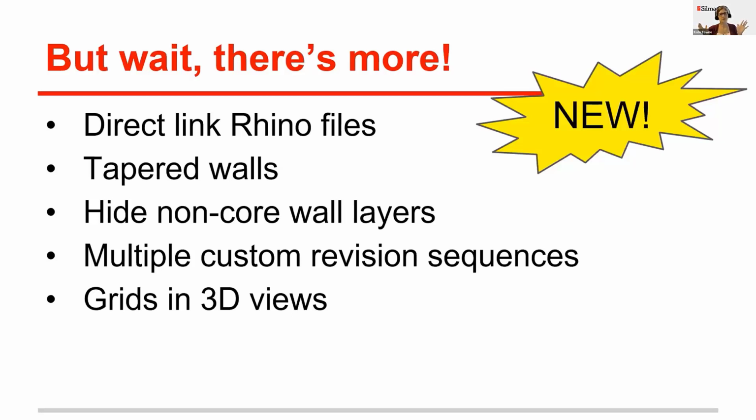For my structural people, hide non-core wall layers. Show me only the structural core. Yes, please. We talked about revisions. You can now have your own custom sequences. We had levels added in 3D views a while ago. Now we get grids. And there's still like 25 more that I didn't get to cover.